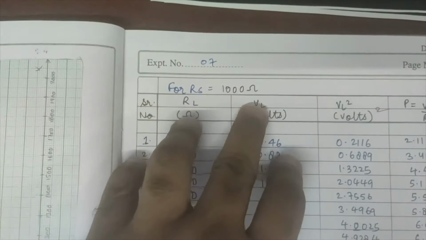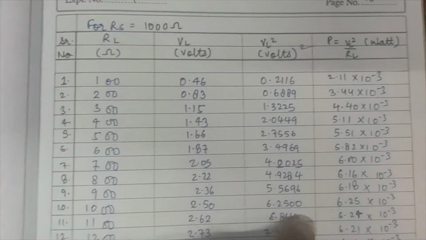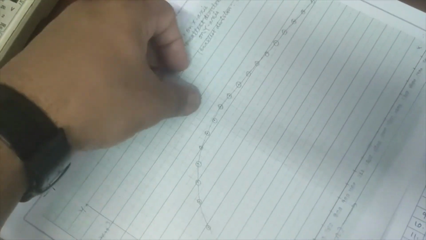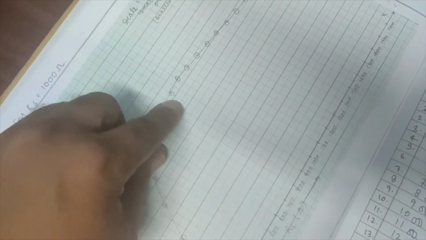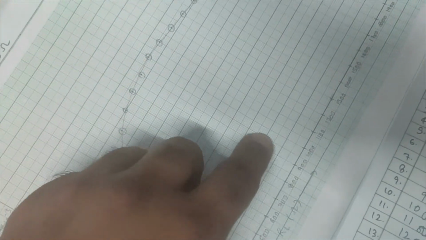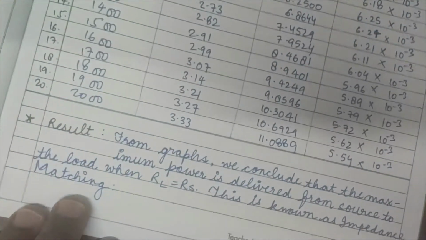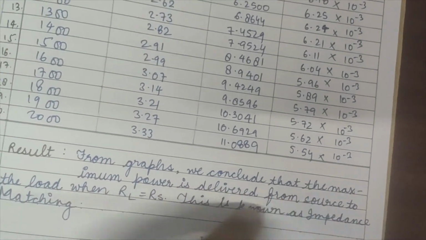Similarly, you can take one more observation for RS of 1000. You can see for 1000 the maximum is 6.25. You can plot it like this, and the maximum will be around 1000.